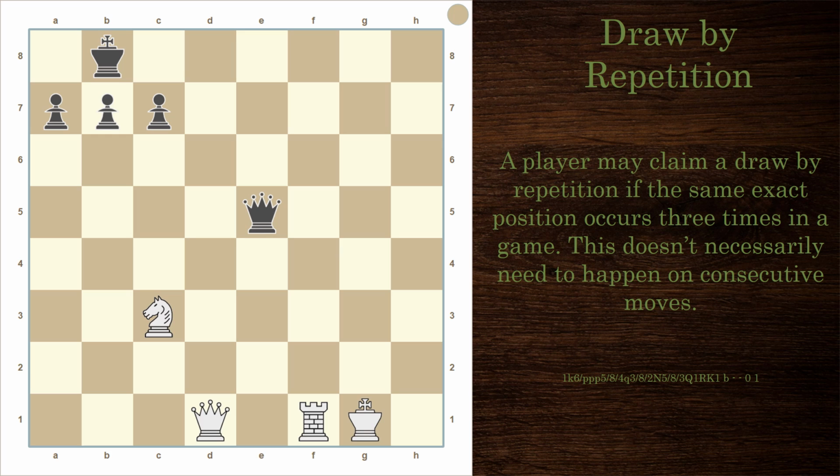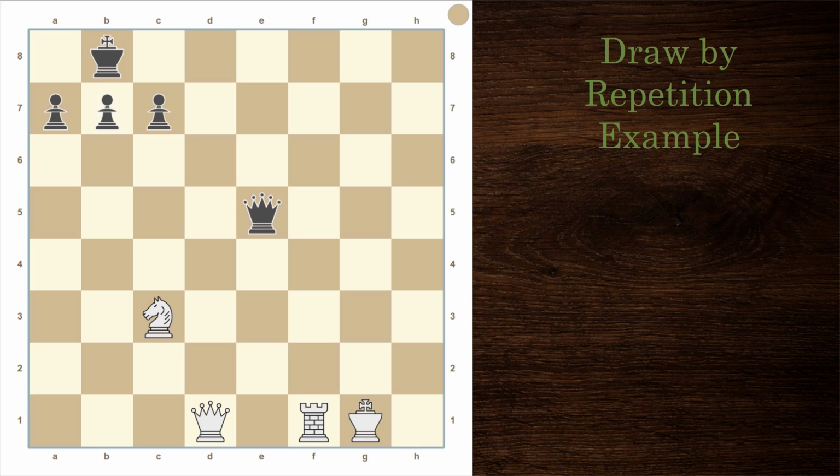A draw by repetition is another example of a draw. A player can claim this draw if the same exact position occurs 3 times in a game. This doesn't necessarily need to happen on consecutive moves. It just means that you've reached the same exact board position for all the pieces 3 different times. We're going to walk through this position on the next slide.